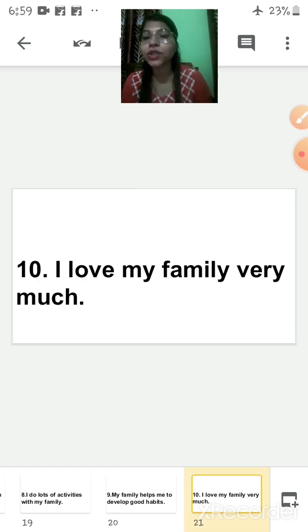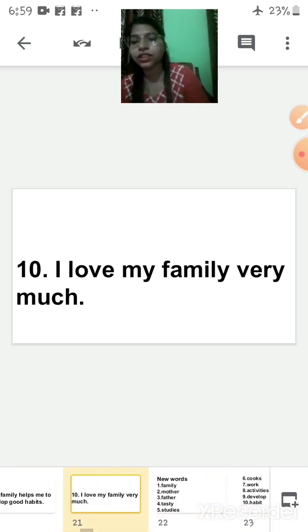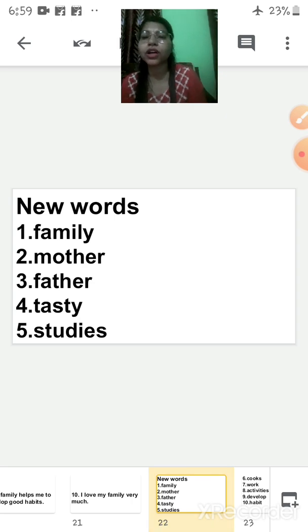Okay, children, so these were the 10 points of the composition. You have to learn these 10 points very properly. But before that, you also have to learn the new words. So, let's revise the new words.